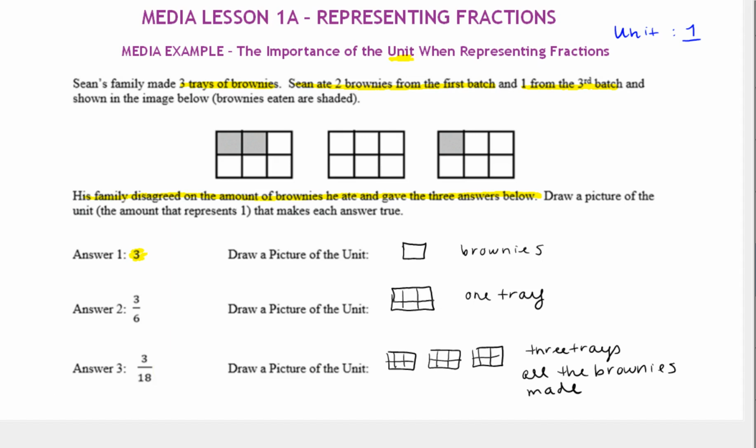Okay, so lots of times in the context of the problem, you'll be given what the unit is, and it may not be that direct. They may say the unit is this. This question may say, how many brownies did he eat? This one might say, what fraction of 1 tray of brownies did he eat? And this one, the directions might say, what fraction of all of the brownies did he eat?